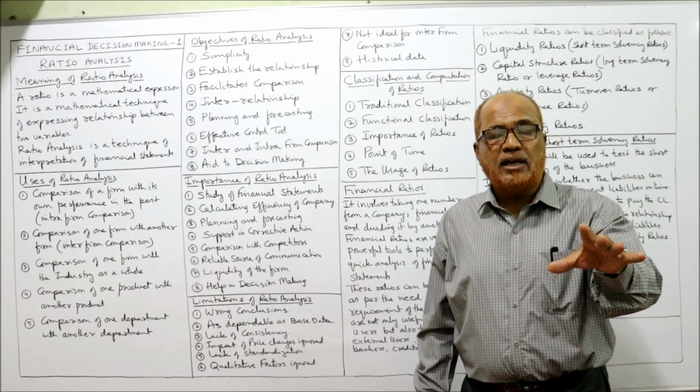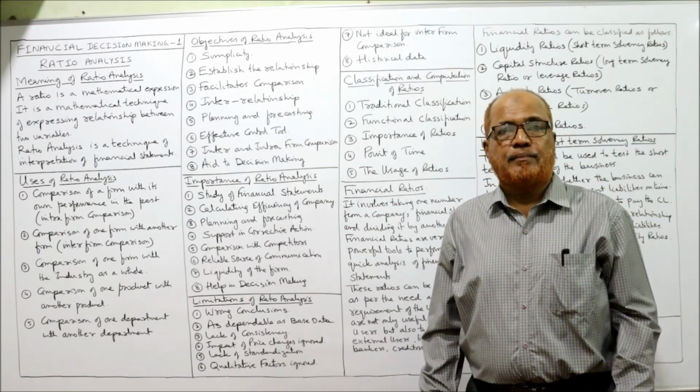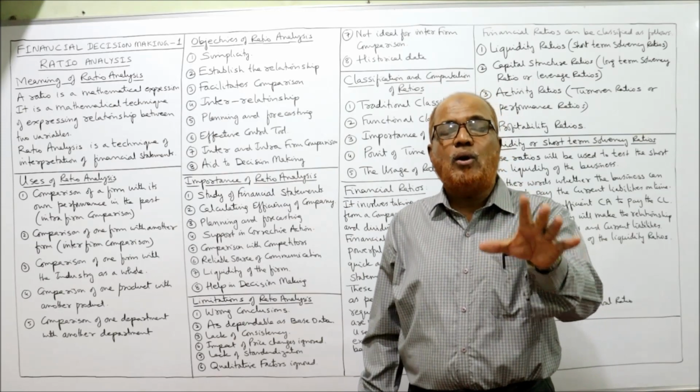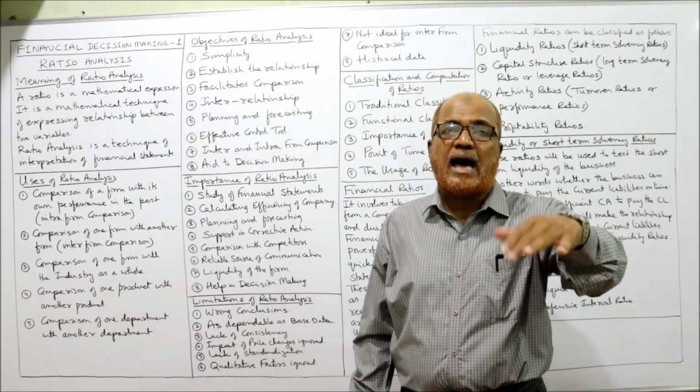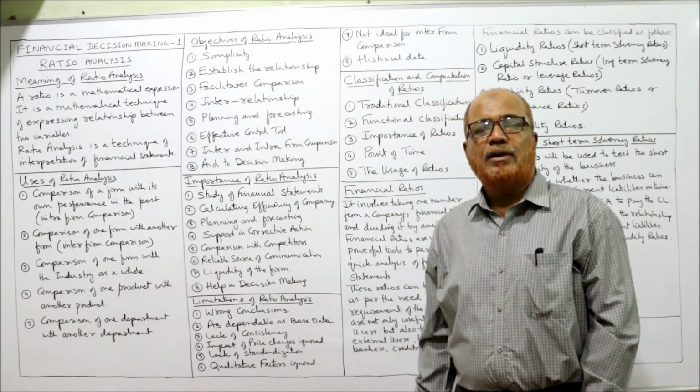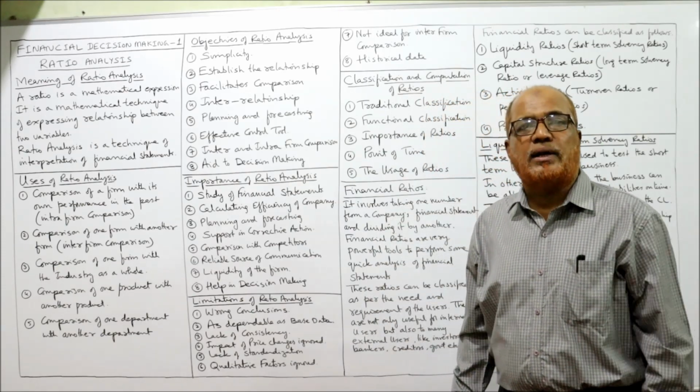You should not ignore the actual data. That means we should not depend only on ratios. Along with ratios, we should use the actual data also. We should not exclude the actual data.